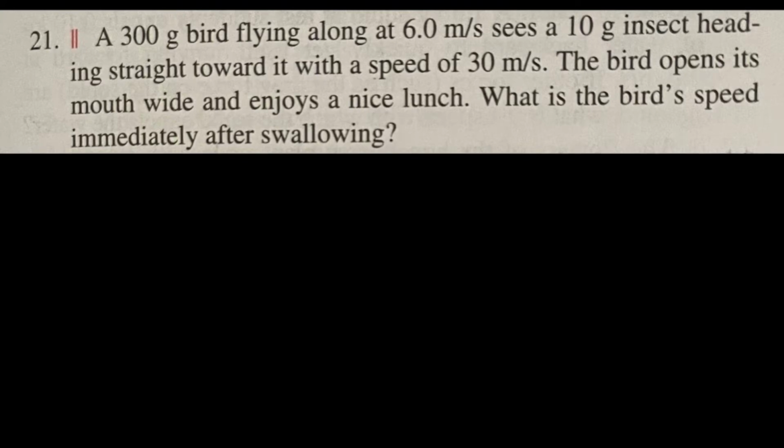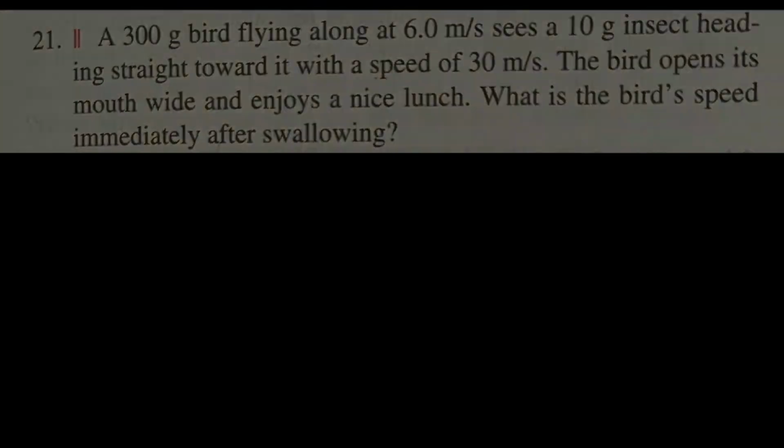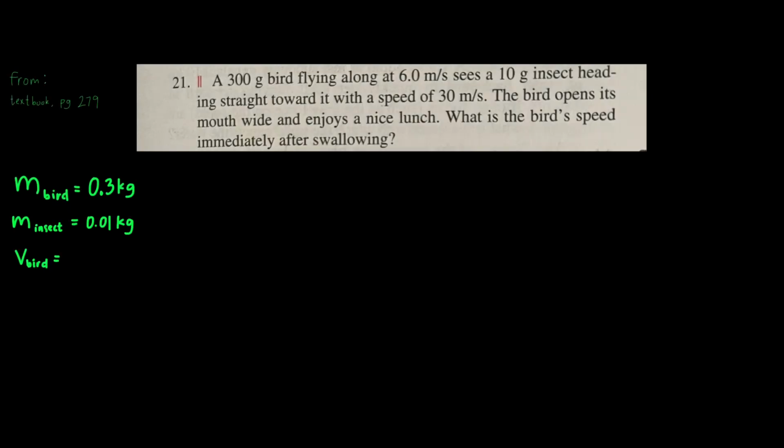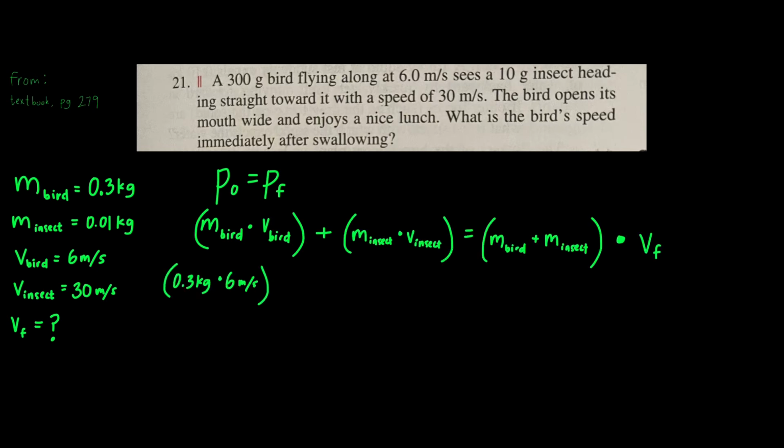We know both objects are initially in motion. The bird eats the insect, so the collision is technically when the bird swallows the insect because at that point they are moving together, which makes this an inelastic collision. Start by writing down all variables. Then write down the conservation of momentum equation and plug in variables. Then we just simplify and solve.